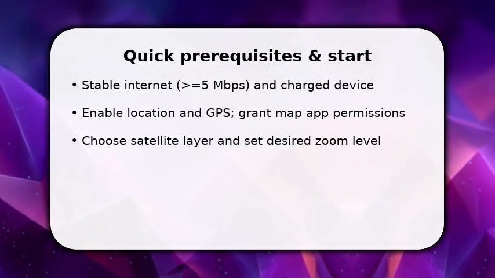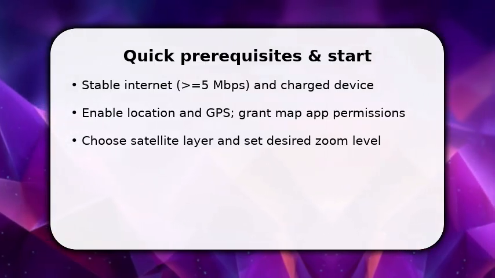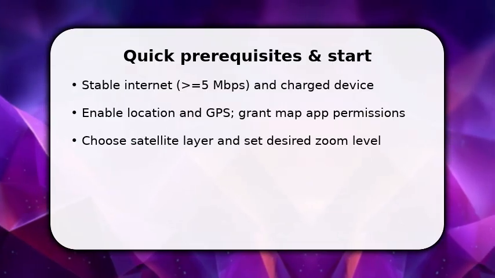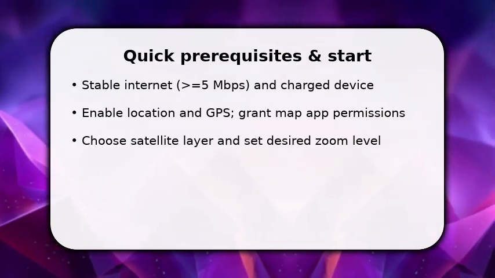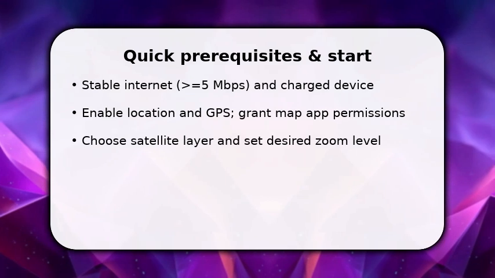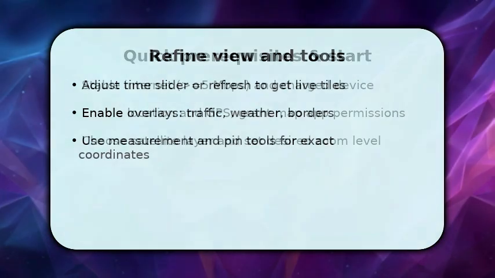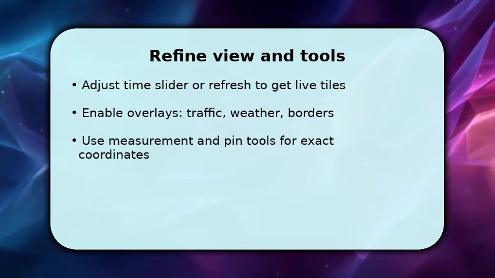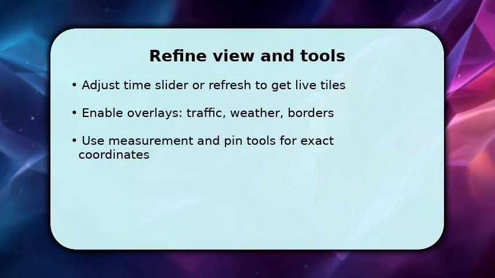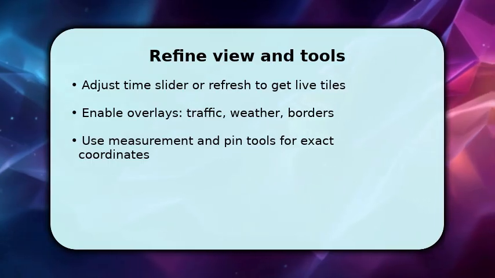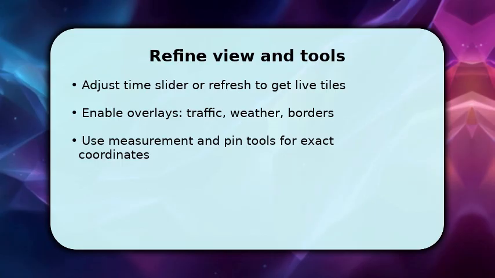This speeds data fetching. Make sure to set zoom between 15 and 19 for detail. Once done, lock orientation and switch to 2D or 3D depending on clarity needed. Now refine the imagery. Use the time or refresh controls to request the latest tiles. Some services stream near real-time updates while others cache.